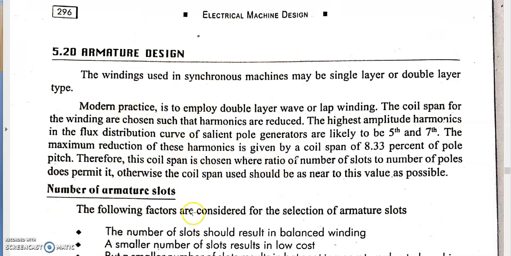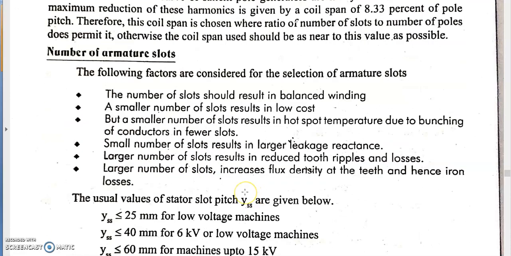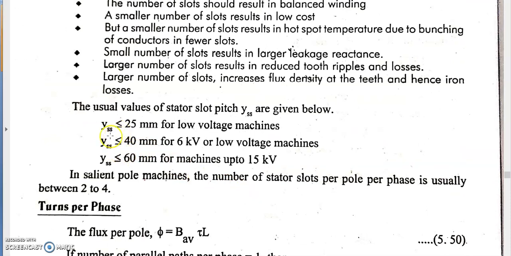Armature or stator of the machine. So stator is having a slot and tooth. In the slot we will be having the armature conductors or stator conductors. So number of armature slots, as usual we will be designing based upon the stator slot pitch. So these are the different values, that is stator slot pitch is less than or equal to 25 mm for low voltage machine, less than or equal to 40 mm for 6 kV machine, less than or equal to 60 mm for machines up to 15 kV.